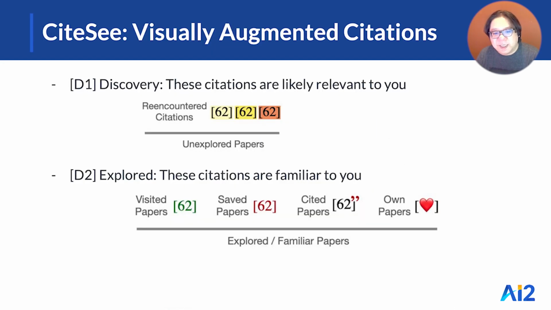To overview, CiteSee visually augments inline citations in 2 categories. First, for discovery, it uses different shades of yellow highlighting to help readers prioritize which inline citations to explore. Second, based on your reading and publishing history, it augments papers that you have already explored or are familiar to you, such as papers you visited or saved, or papers you've cited in the past.